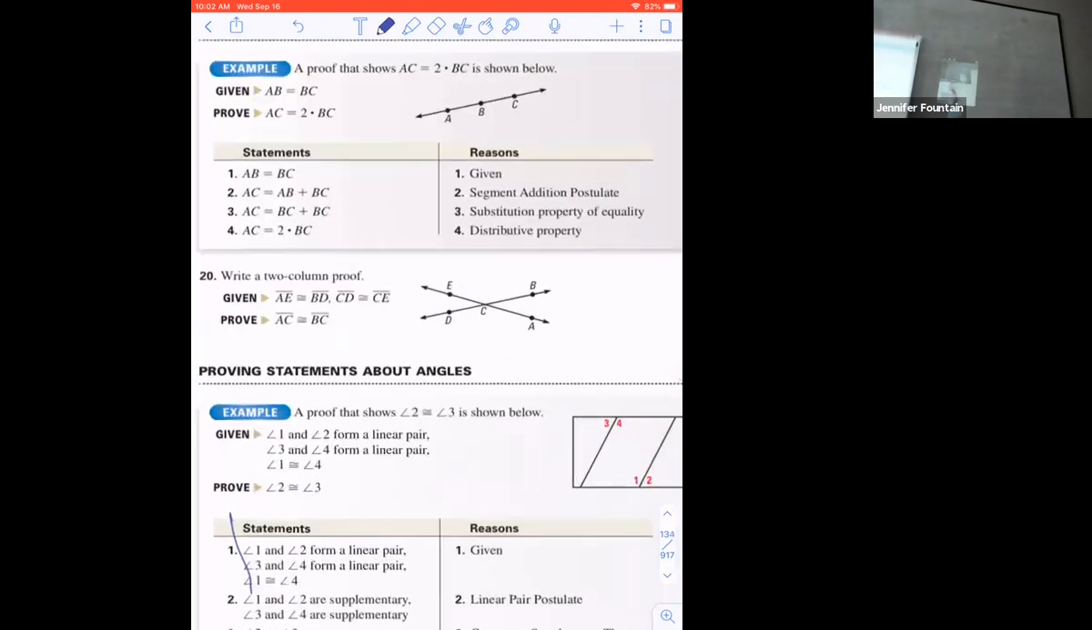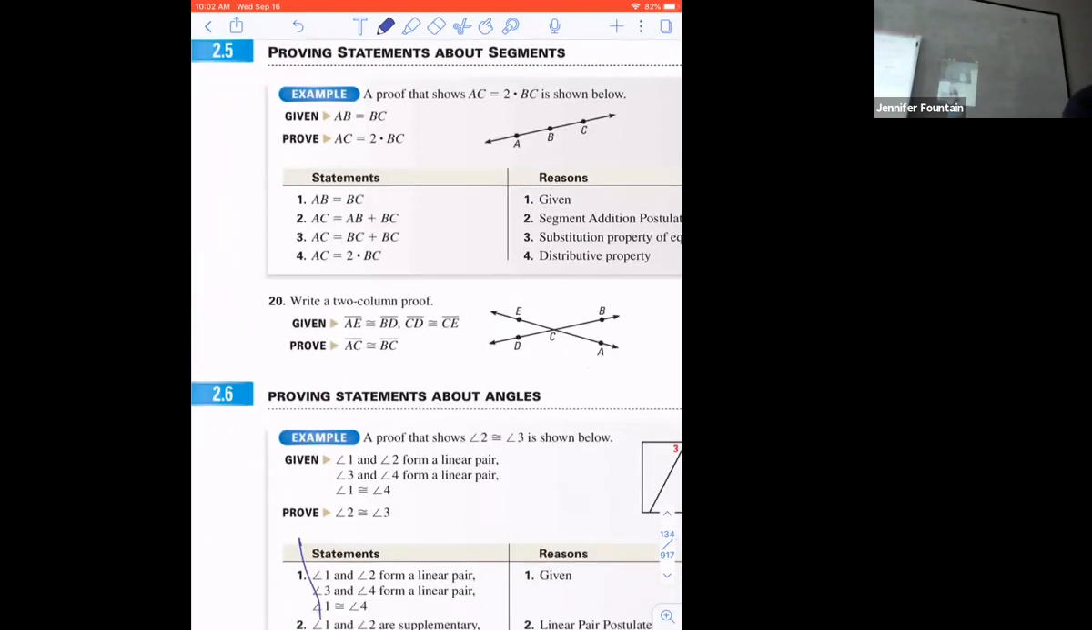Where? 2.5 and 2.6, which are on page 120. Page 120. I'm sorry, I'm looking at the wrong page. Yeah, 120. Yes, ma'am. 2.5 is a proof about segments, and 2.6 is a proof about angles. I want you to read through those and look at them. Okay? You do not have to do numbers 20 and 21. You're only going to do numbers 1 through 19 to review. I do want you, though, to flip through the chapter.